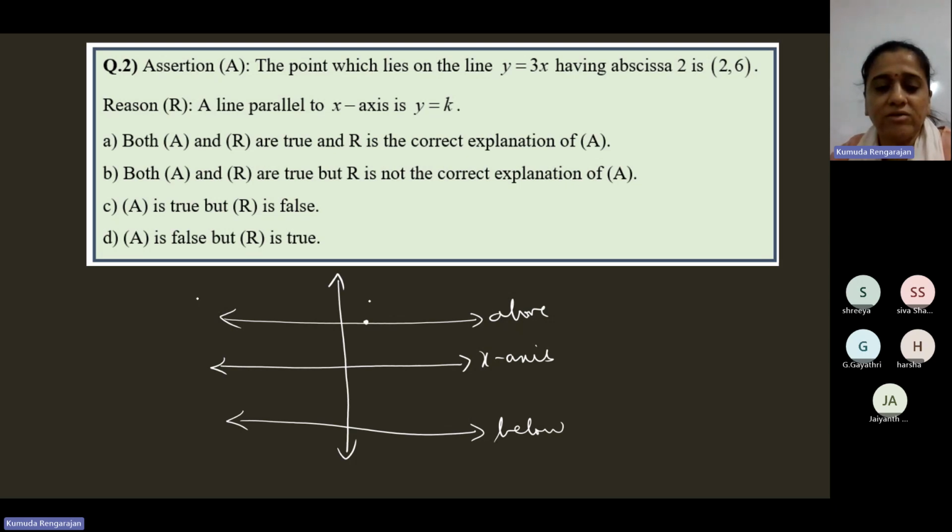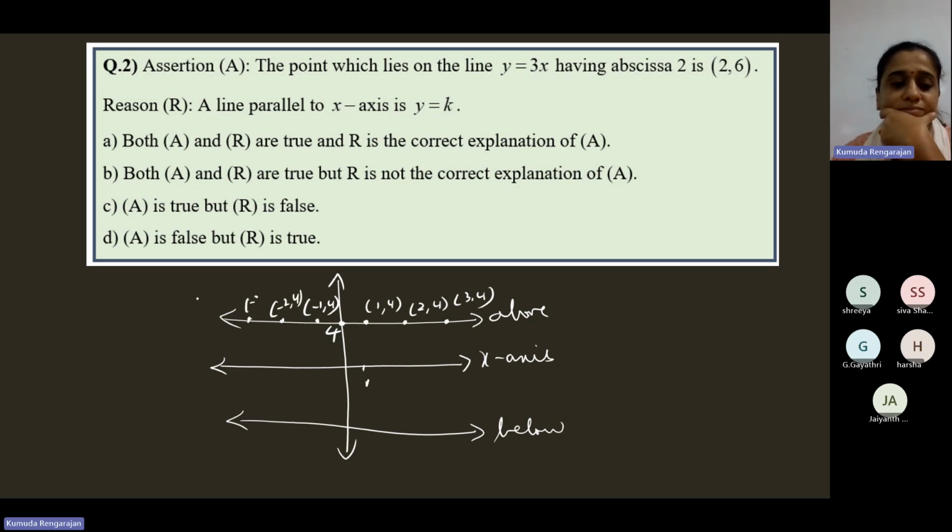Tell me the address of this point. Say this is 1 and say this is 4. So it'll be 1, comma 4. What about this one? 2, comma 4. What about this one? 3, comma 4. What do you observe? 4, 4, 4, 4, everywhere 4. What is 4? y is 4. y is always 4. So y is equal to 4.